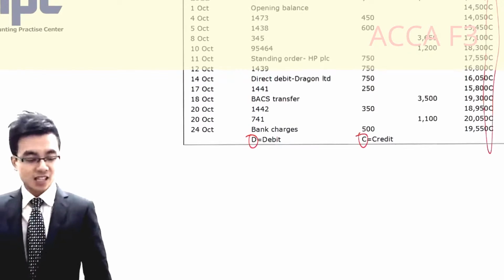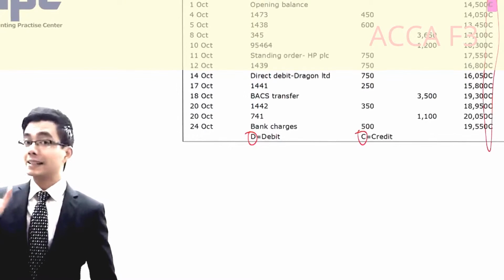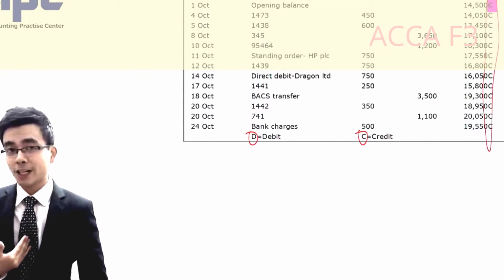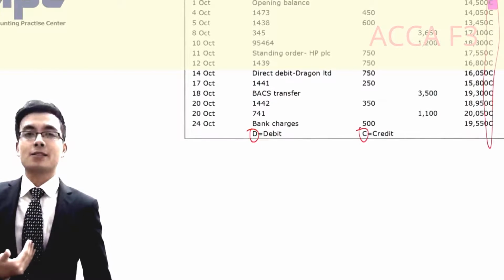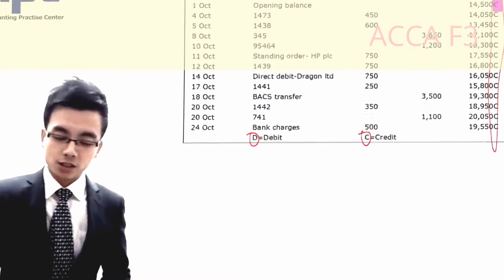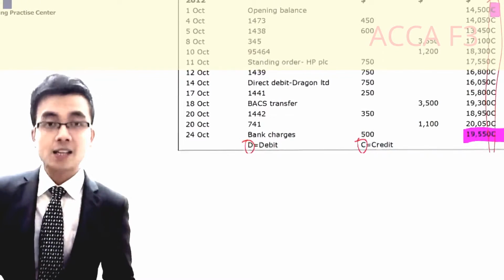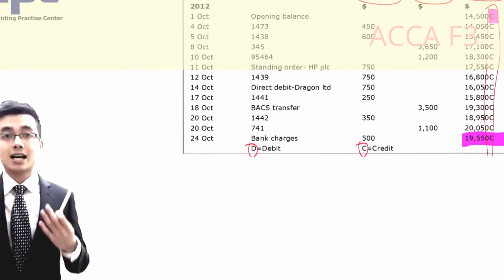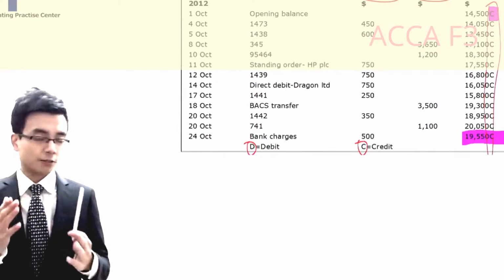What we need to understand is that if it is showing as the credit balance within the bank statement, this means that the bank is owing us money. If the bank is owing us money, of course it's the credit balance on their account, so that it will be a debit balance in our cash accounts within our company. As you can see, the total balance as at the 24th of October is 19,550 credit. This means to us it is the asset, the positive cash balance within our company. So that's the thing that you need to bear in mind.